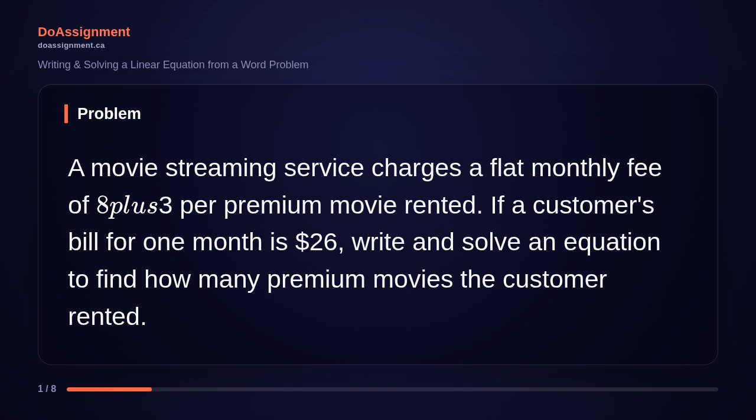A movie streaming service charges a flat monthly fee of $8 plus $3 per premium movie rented. If a customer's bill for 1 month is $26, write and solve an equation to find how many premium movies the customer rented. Now let us work through the solution step by step.